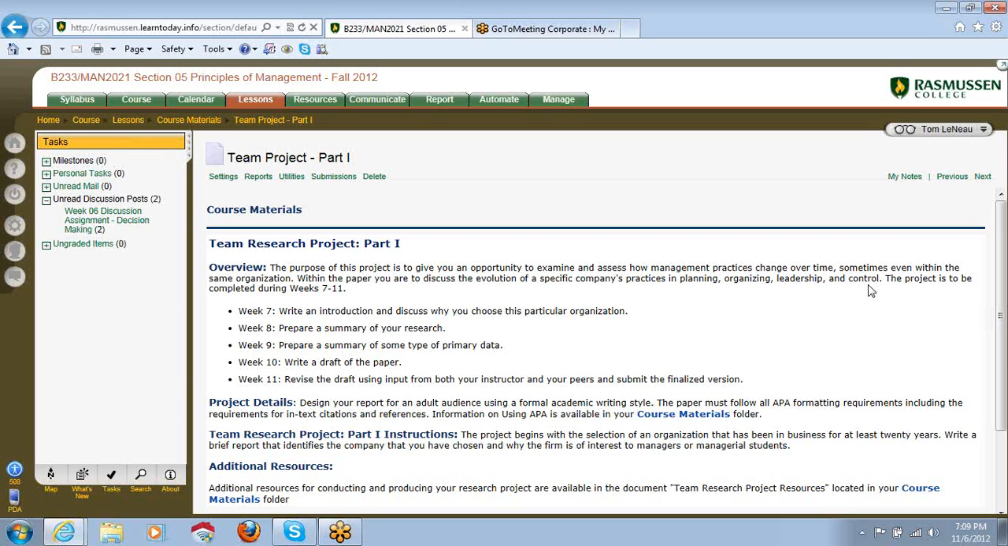Okay. This is the overarching purpose of this project, showing me how management practices at a specific company have changed over time. And you notice down here, the team research project part 1: select an organization that has been in business for at least 20 years. So week 7, which starts, arguably this week Friday, but Sunday for sure. Week 7 in the team forums, all the team leaders are going to go out there and tell their forum, here's what we need to do.